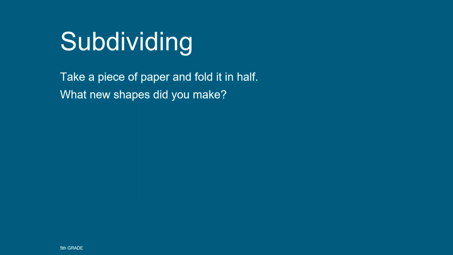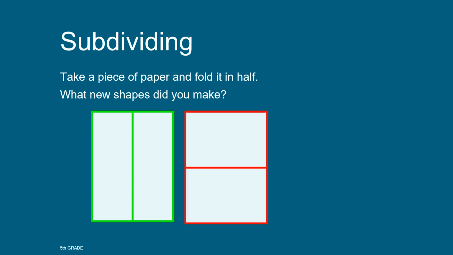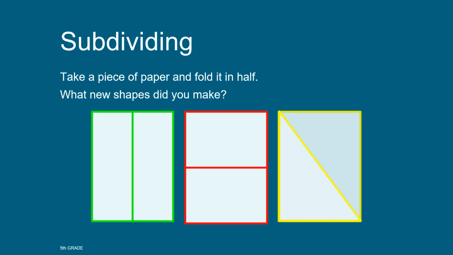So now you get to try subdividing again. Take a piece of paper and fold it in half. What new shapes did you just make? Did you create rectangles like these? Or like these? Or did you create triangles? Or maybe a different shape?